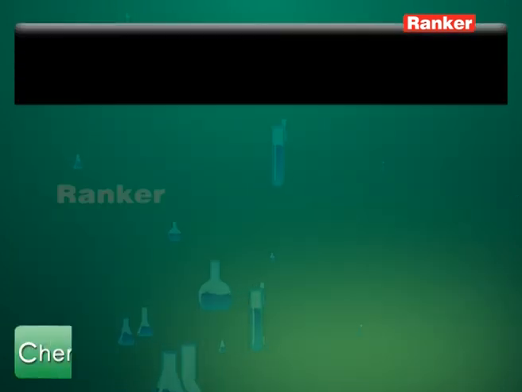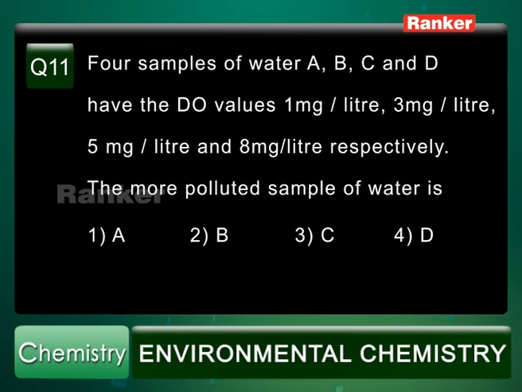Question number 11. Four samples of water A, B, C and D have dissolved oxygen (DO) values 1 milligram per liter, 3 milligrams per liter, 5 milligrams per liter and 8 milligrams per liter respectively. The more polluted sample of water is it? Option 1 is A, option 2 B, option 3 C and option 4 is D.